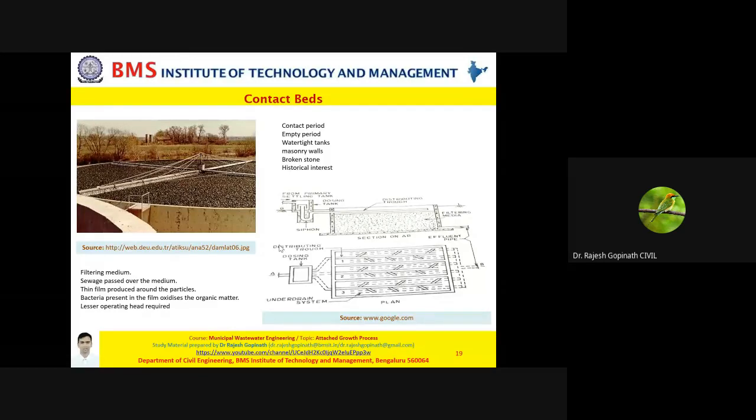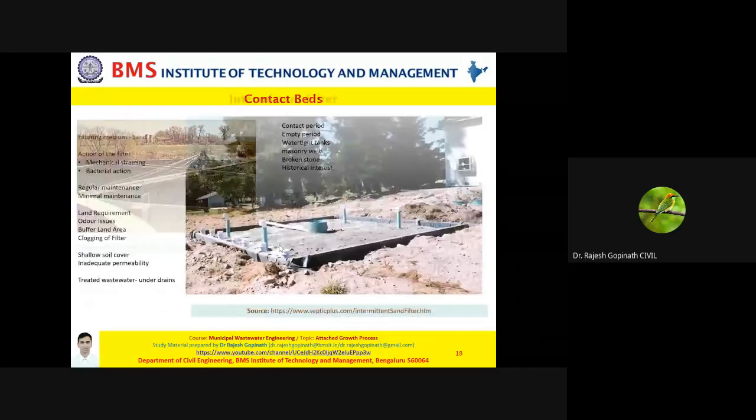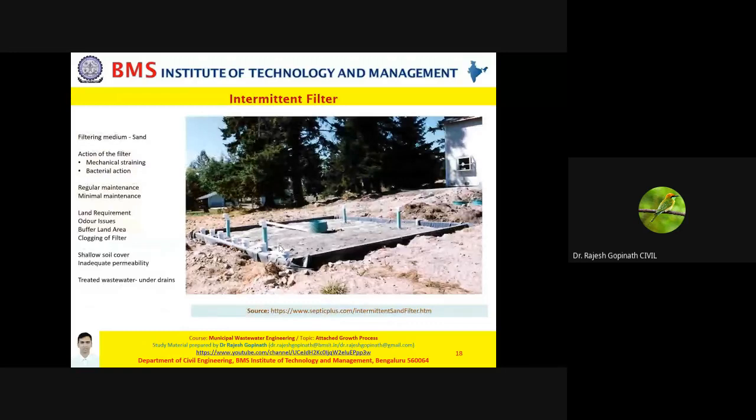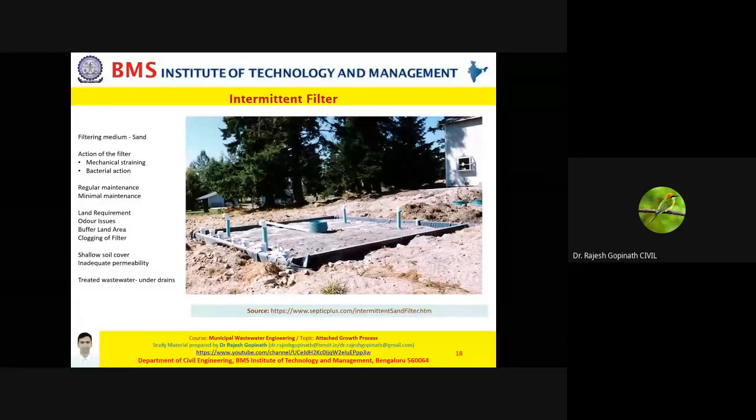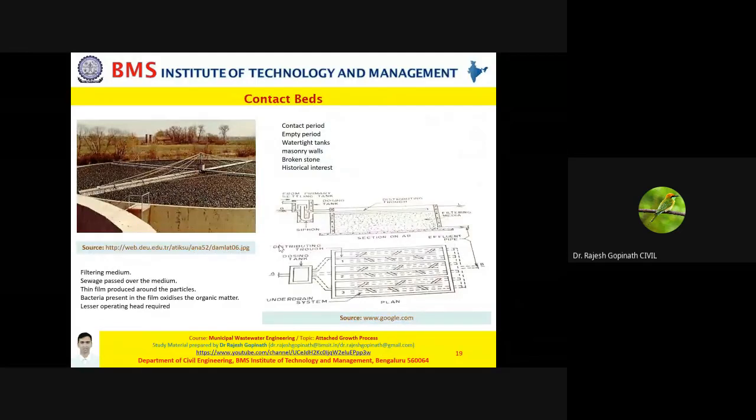In fact, contact beds were once upon a time very popular in ancient times, and its construction is very similar to your intermittent sand filters. The only difference is the filter media. In case of a contact bed, the filter media is broken stone or brick ballast. But in your intermittent filter, it was sand, different levels, layers of sand. When it comes to your contact bed, it is broken stones, where the depth is about 90 to 150 centimeters.